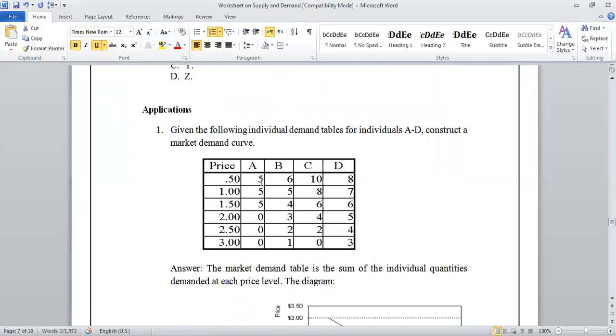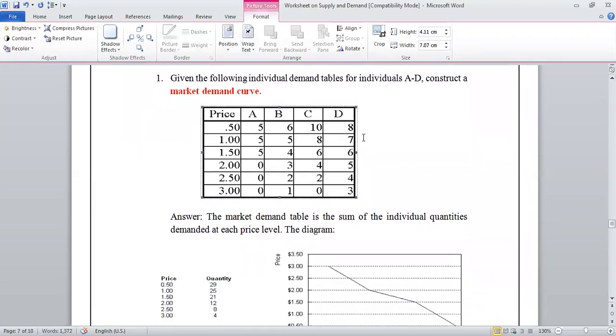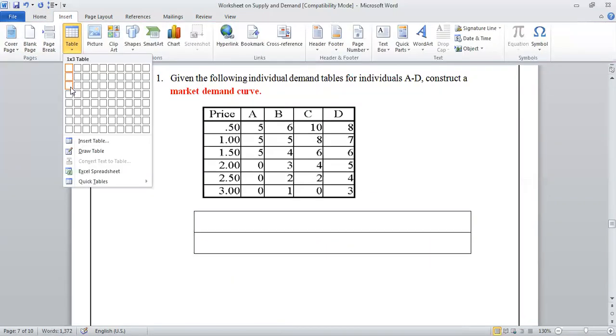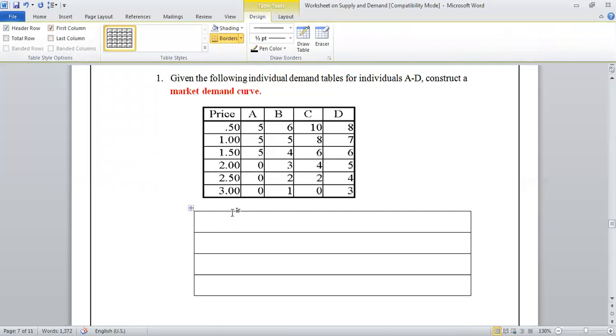All right. Now here, given the following individual demand table. We have an individual demand table for person A, person B, person C, and person D, and we have the prices. They're asking me to calculate the market demand. How will I do this? How do you calculate market demand? You calculate market demand by adding all the individual demand curves.